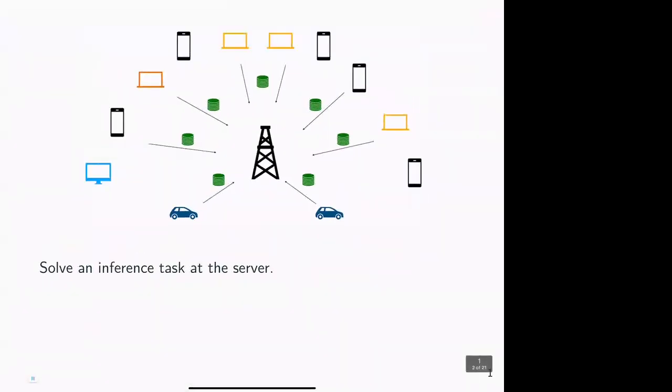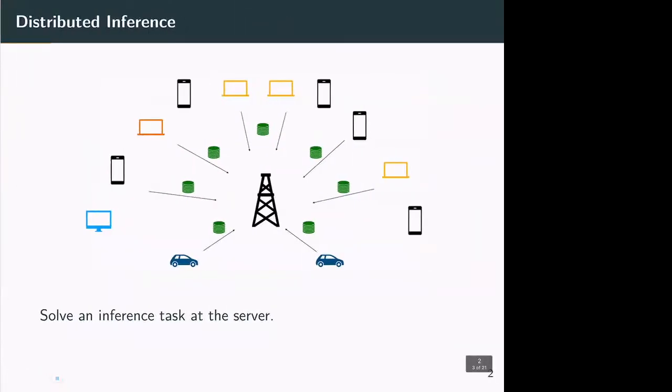So what's the framework that we are studying? We want to consider the following problem where there are a bunch of users or devices. Each of them has their own data, and they transmit this data to a server, which is denoted by this tower, that wants to solve some kind of inference task. Okay. So now the question is, how do we do this? How to enable this under information constraints?